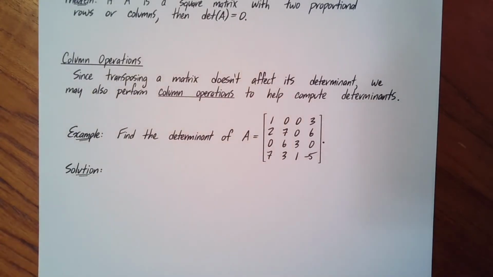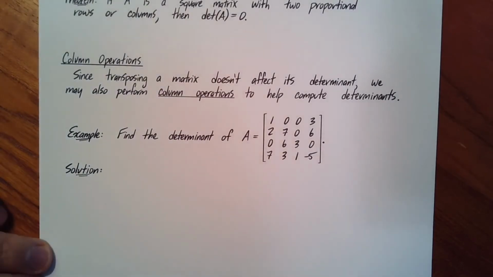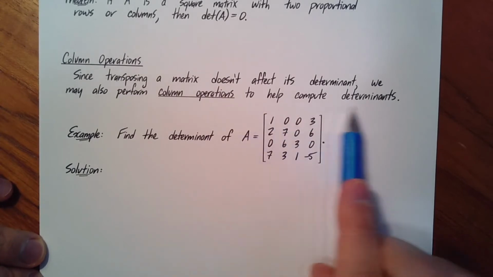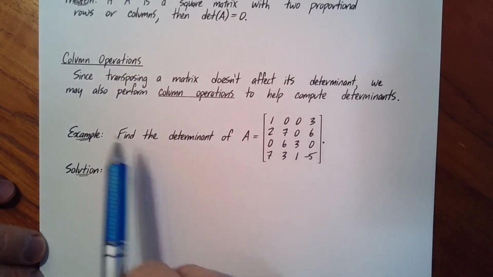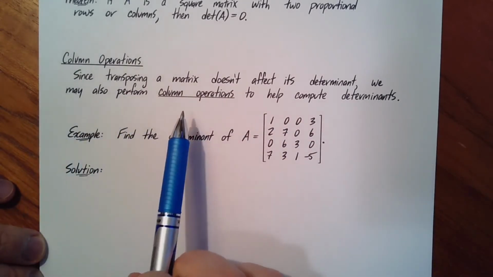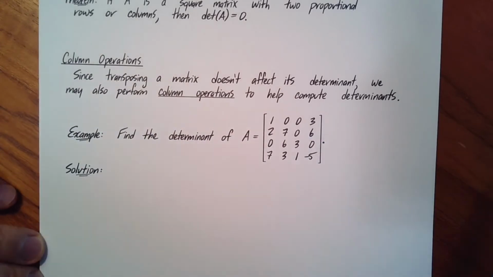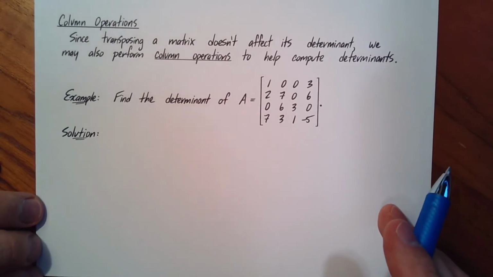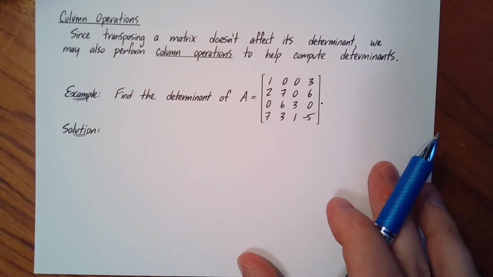But we don't actually have to take the transpose every time because transposing doesn't affect determinants. That's just a justification for why you can perform column operations when you're computing determinants. But this is what I mean by a very narrow scope of applicability. You can perform column operations to help compute determinants, and that's the only time that we're going to allow ourselves to do that. But let's look at an example of how we might apply that.